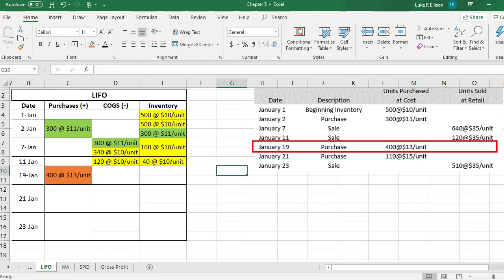Moving on to the inventory column, on January 11th, we had 40 units at $10 each. And since there were no sales, those units are still in inventory, so we can copy them down for January 19th. Additionally, 400 units were purchased at $13 per unit, and since purchases add to inventory, we're going to add that amount to our inventory column.